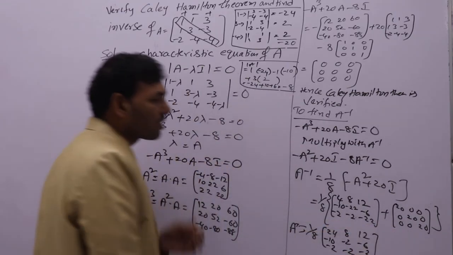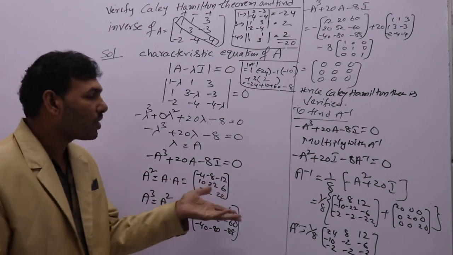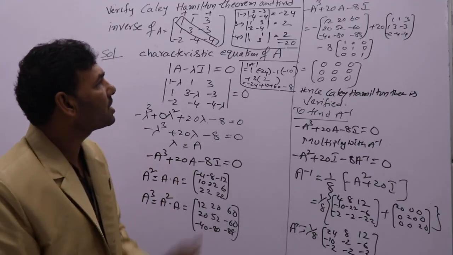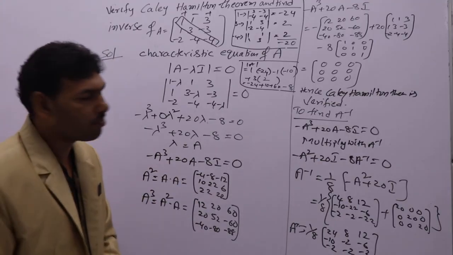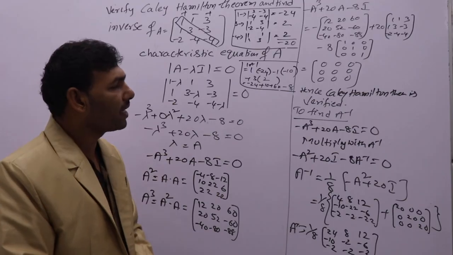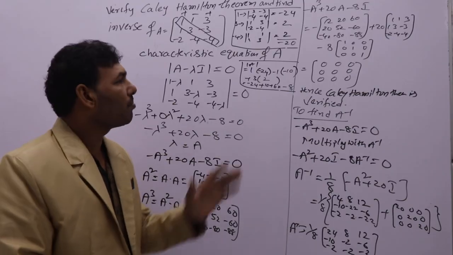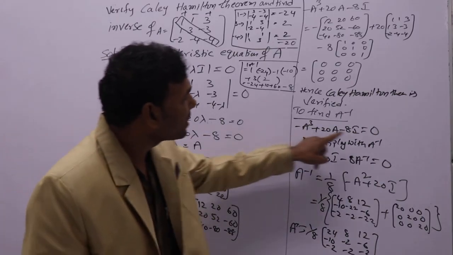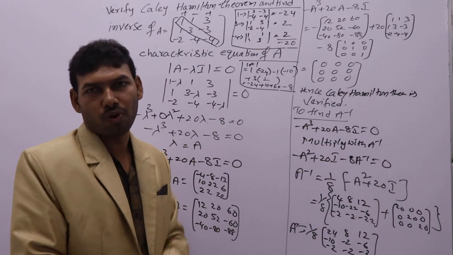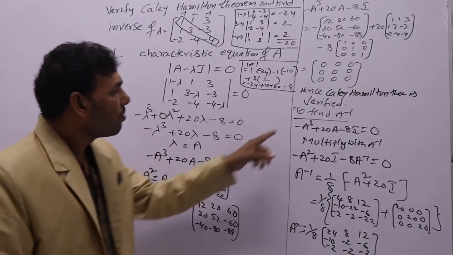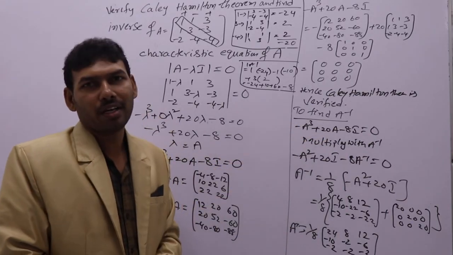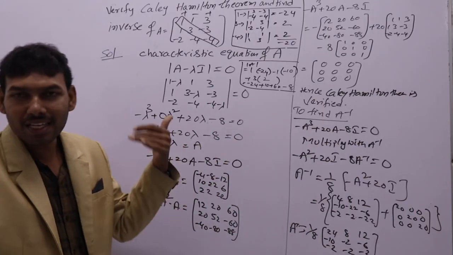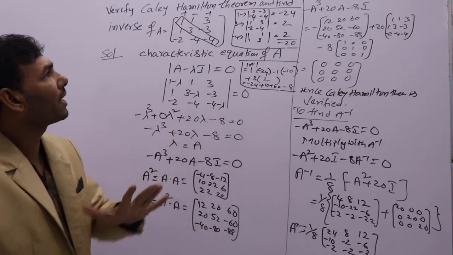So, like this, one can easily calculate A inverse using the Cayley-Hamilton theorem, without using the adjoint A by det A formula. This is the most important application of the Cayley-Hamilton theorem. Along with finding the inverse, you can calculate some higher powers of A also. If you want to calculate A power 4, simply multiply this equation with A. You will get A power 4. If you want to calculate A power 5, multiply this equation with A square. Like that, one can easily calculate powers of a matrix and one can easily calculate the inverse of a matrix using the Cayley-Hamilton theorem.